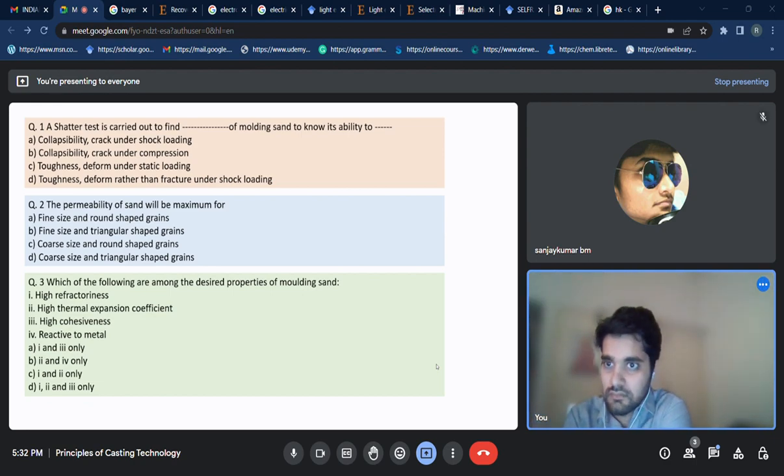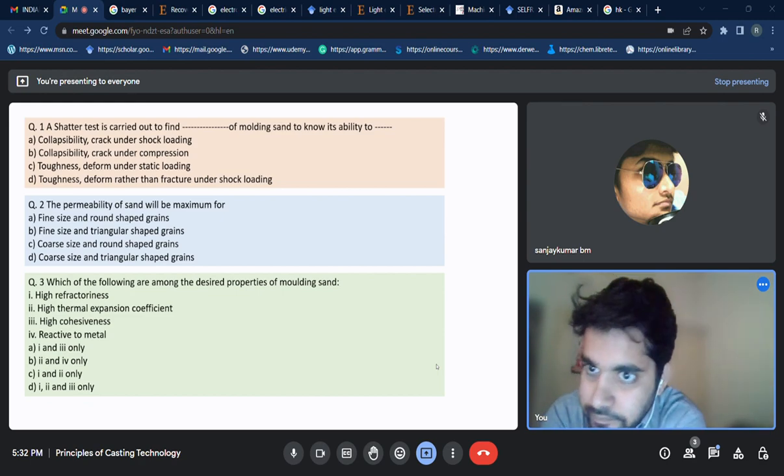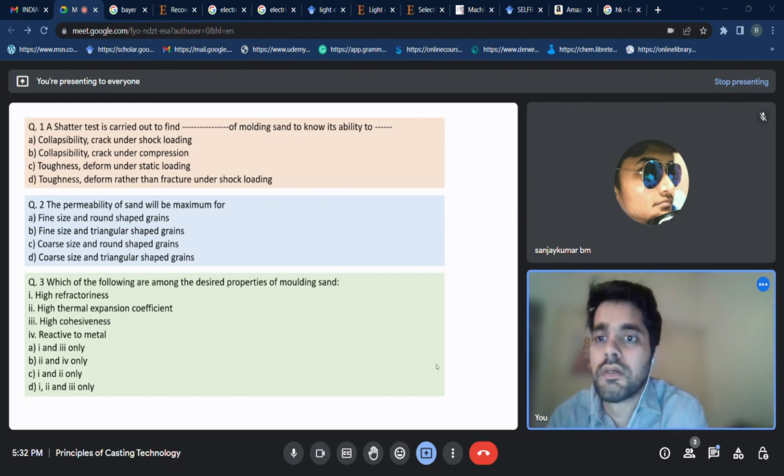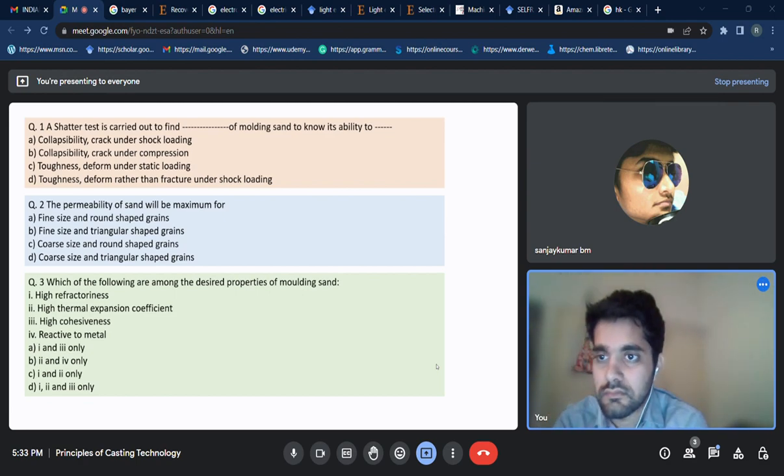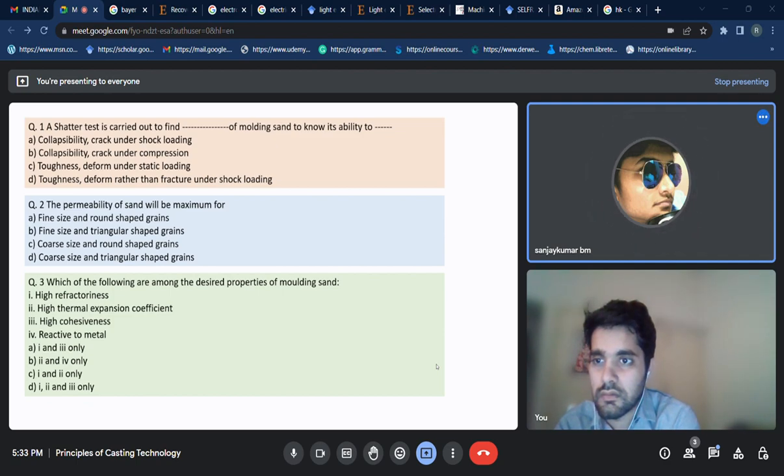Okay, so now we will wrap up with these formulas, and then these MCQs, and then we will wrap up this session. So firstly, the first question is: a setter test is carried out to find.